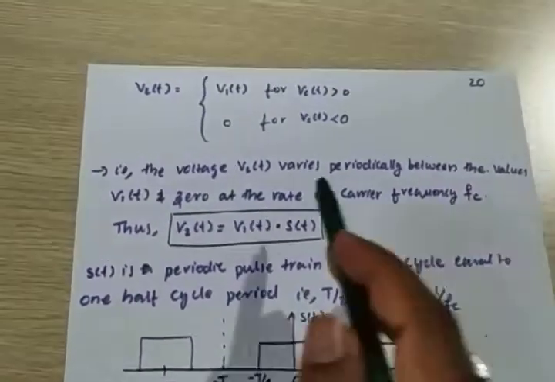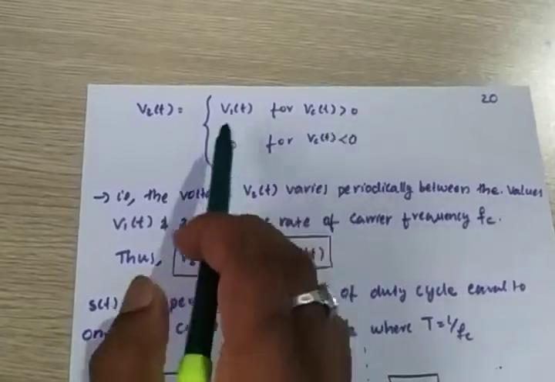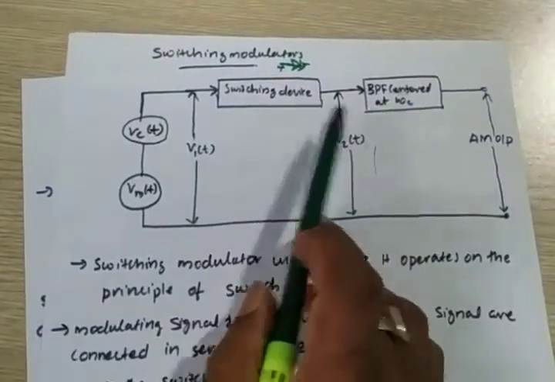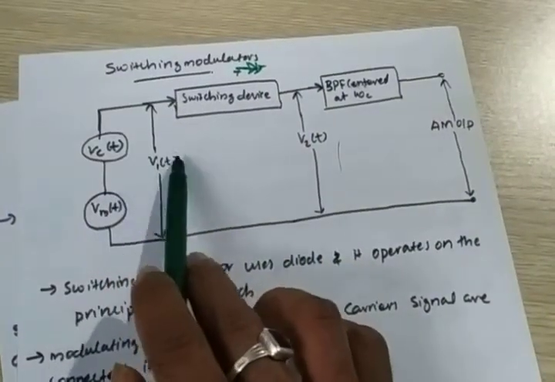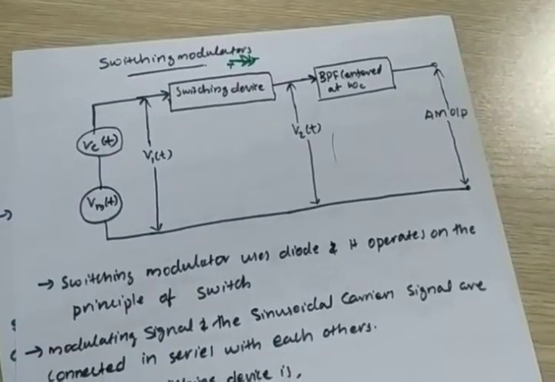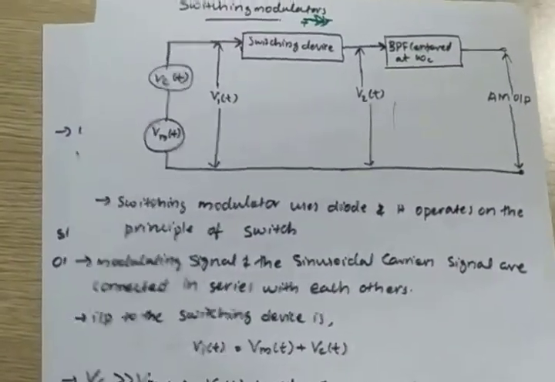So this is the output v2(t), എന്ന് പറഞ്ഞാൽ v2(t) equal to v1(t) for Vc greater than 0 and 0 for Vc less than 0. So v2(t) എന്ന് പറഞ്ഞാൽ Vc(t) for v2(t) equal to v1(t) for Vc greater than 0 and 0 for Vc less than 0.